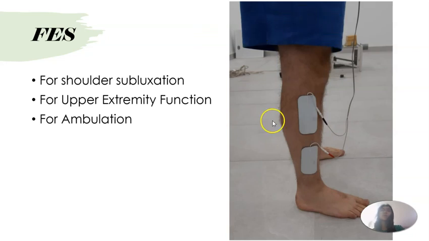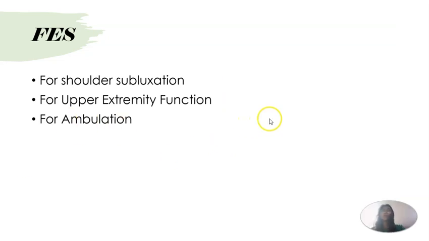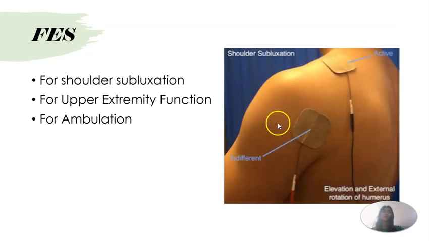So, the picture seen here is the electrode placement for our ambulation. Later on, we'll discuss them one by one. For the shoulder subluxation, this is the electrode placement. Later on, we'll discuss that.